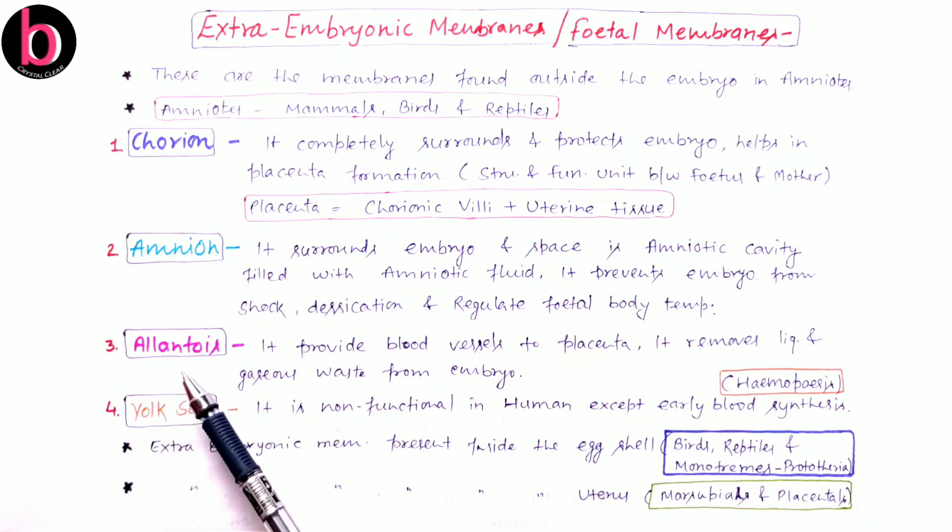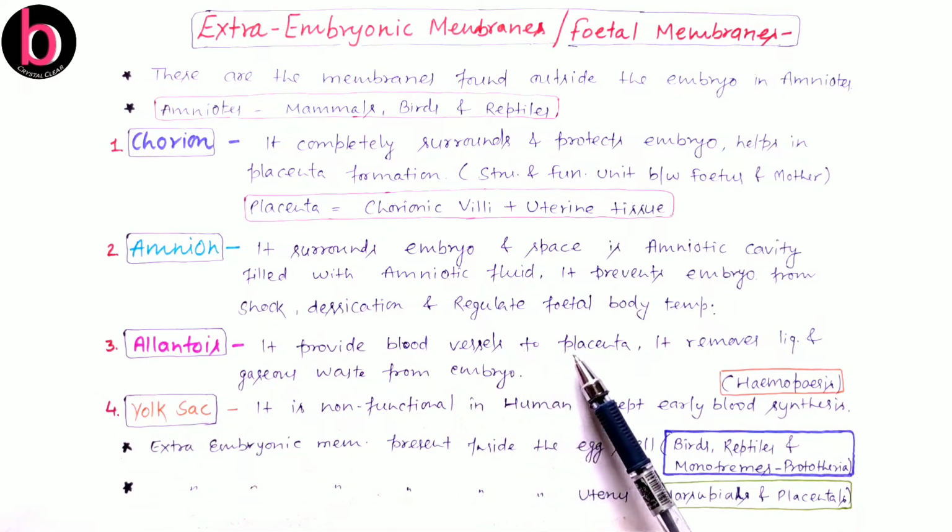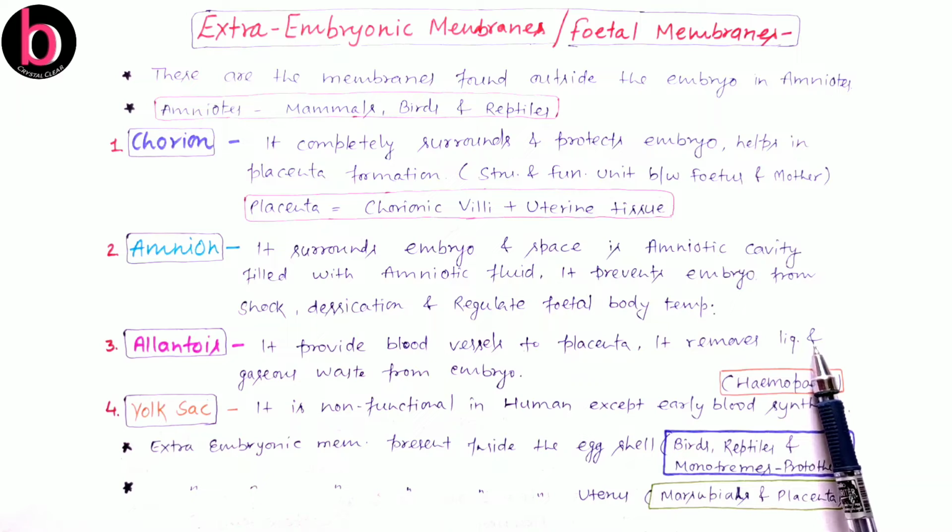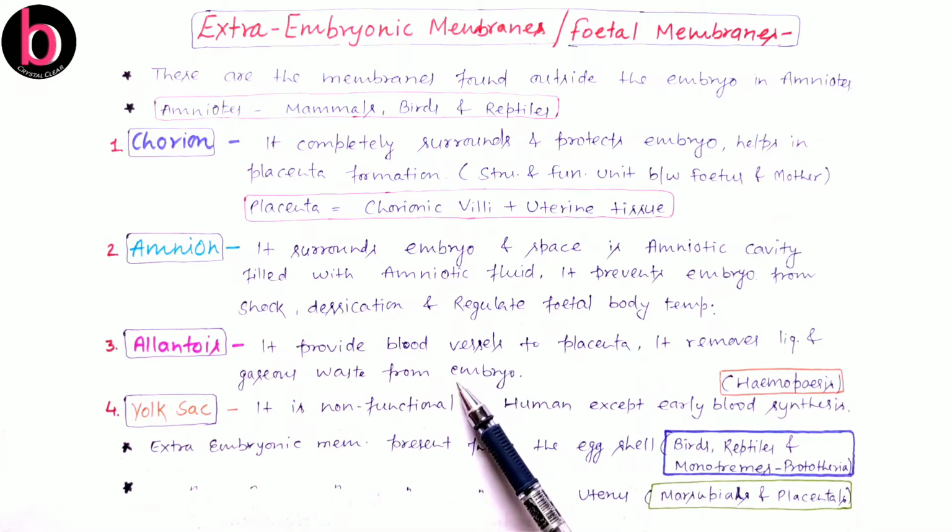The third is the allantois that provides blood vessels to the placenta, and this removes liquid as well as gaseous waste from the embryo. The fourth one is the yolk sac that we discussed is non-functional in humans except for early blood synthesis. This is known as hemopoiesis.